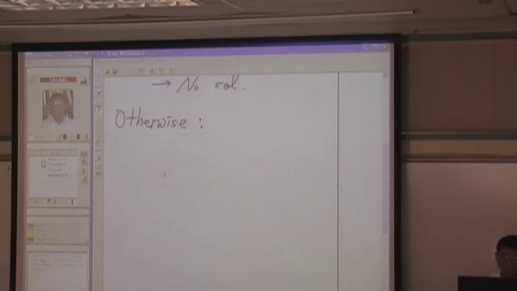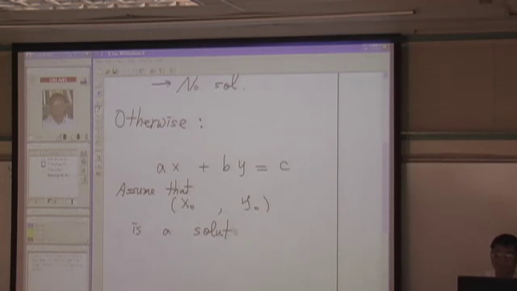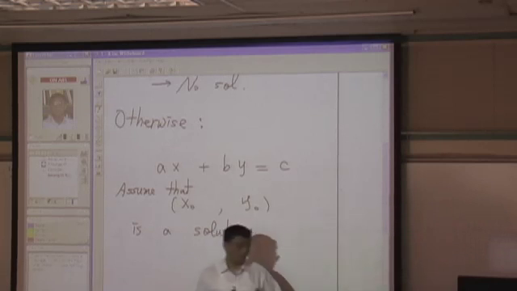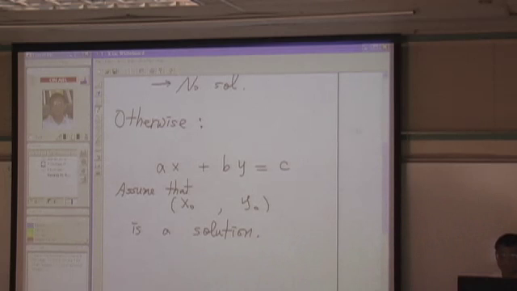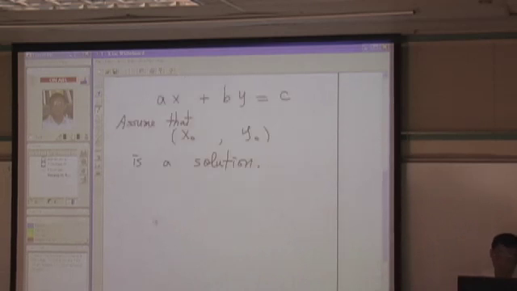Then first of all, ax plus by equals C may be satisfied by some pair x0 and y0. So assume that this pair x0, y0 is a solution. Then how can we find more solutions? The answer is very simple. I showed you last time. ax0 plus by0 is C by this assumption.